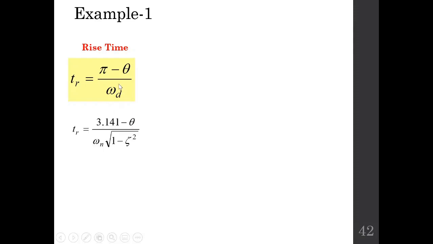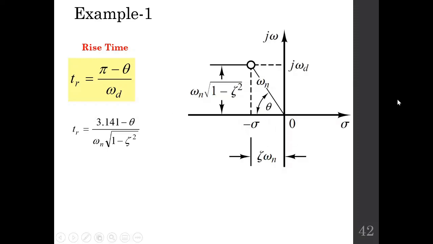We know that omega d is equal to omega n under root 1 minus zeta square. So in this equation of rise time, we already know the value of pi, which is equal to 3.141. Omega n is already given in the question statement, and zeta is also given. The only thing we do not know is theta. To find the value of theta, we first need to draw the S-plane graph.